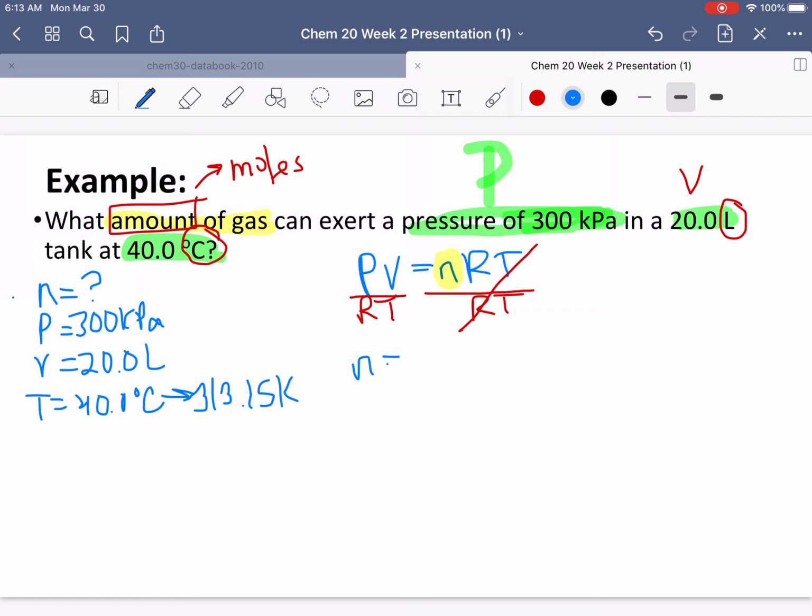If we summarize that, n is going to be equal to the pressure times the volume over the universal gas constant times T. Don't forget about that R. It's not in the question, but technically every single time you've got R, 8.314 liters kilopascals over moles Kelvin.